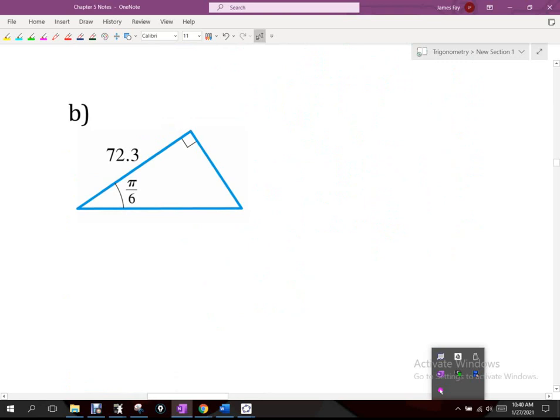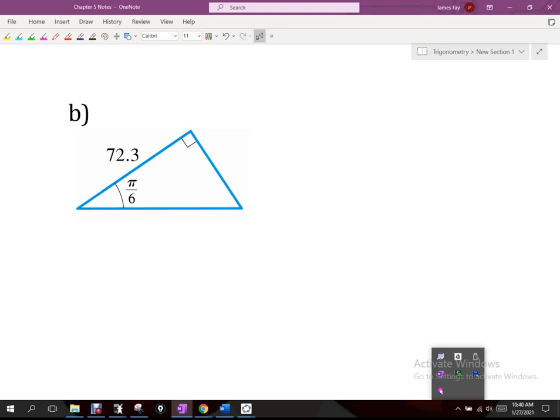All right, so this next question, I think it's the last one we'll do. This is as far as we got in last class. So, pi over 6. What kind of unit is that? It's a radian. Unless it has the degree symbol, it's always going to be radians. The pi is a good giveaway that it's radians.